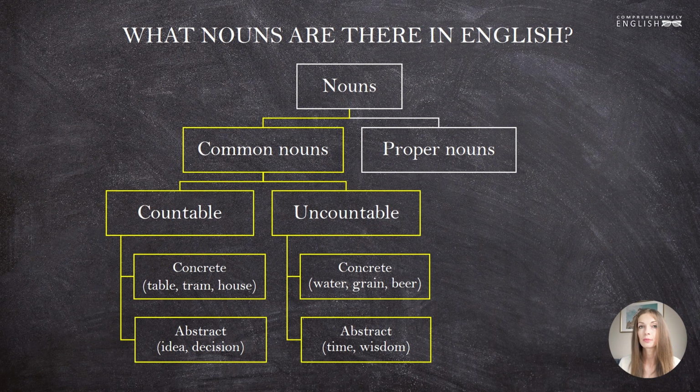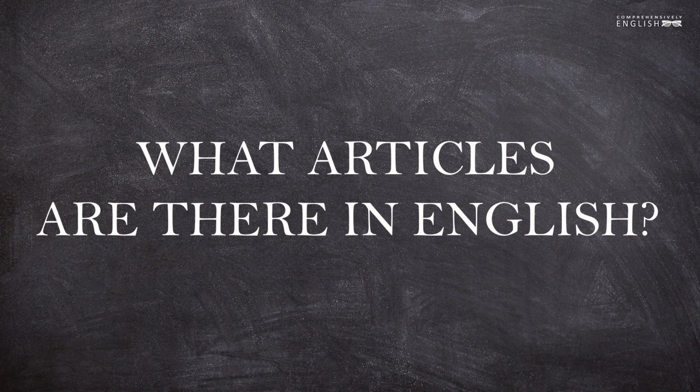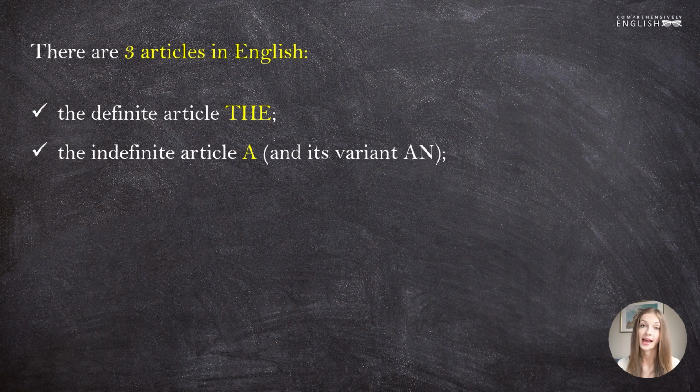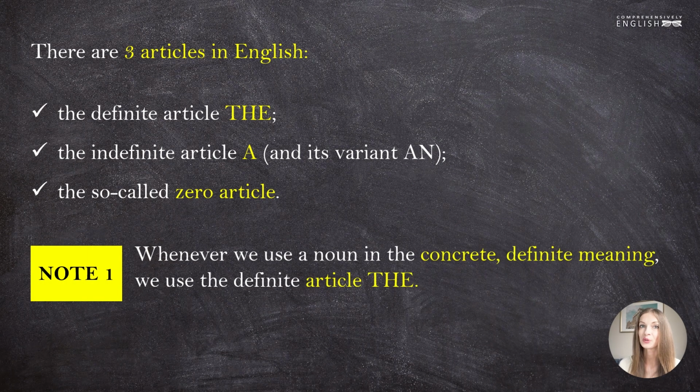All common nouns can be used in specific or general meaning. To show in which of these two meanings a noun is used, we need articles. Thus, we have finally come to the question, what articles are there in English? There are three articles in English: the definite article the, the indefinite article a and its version an, and the so-called zero article. Whenever we use a common noun in its definite, concrete meaning, we need the definite article the.